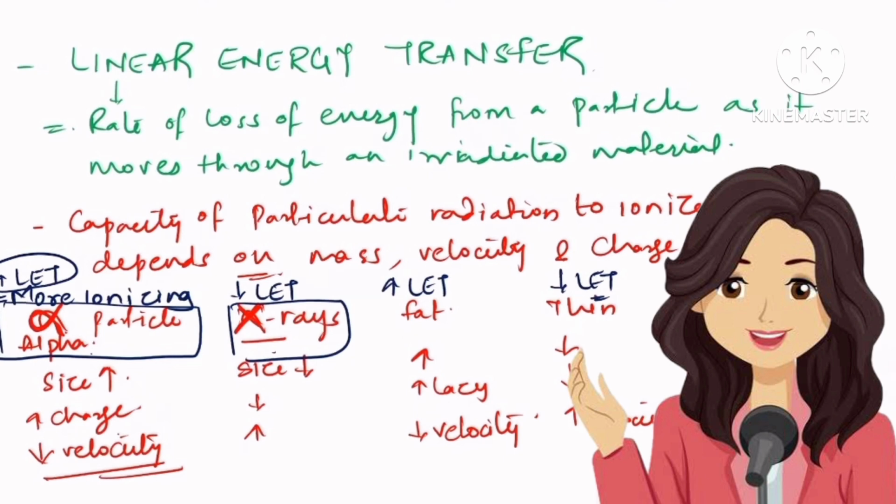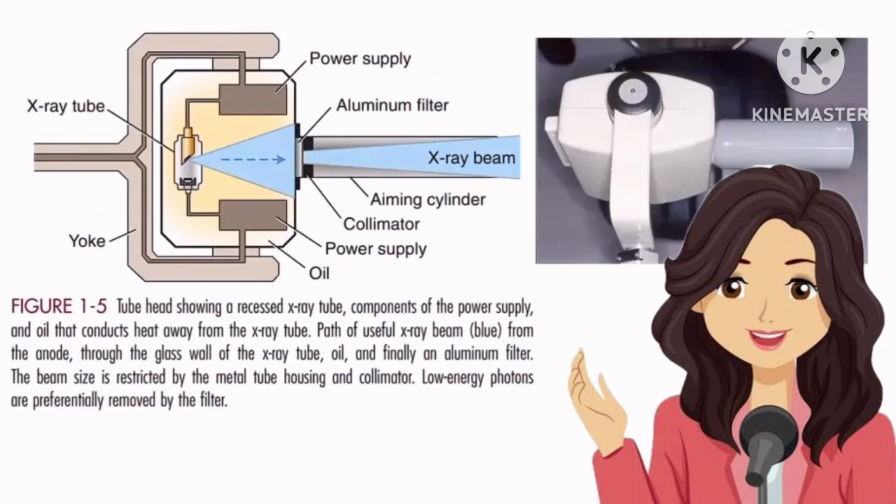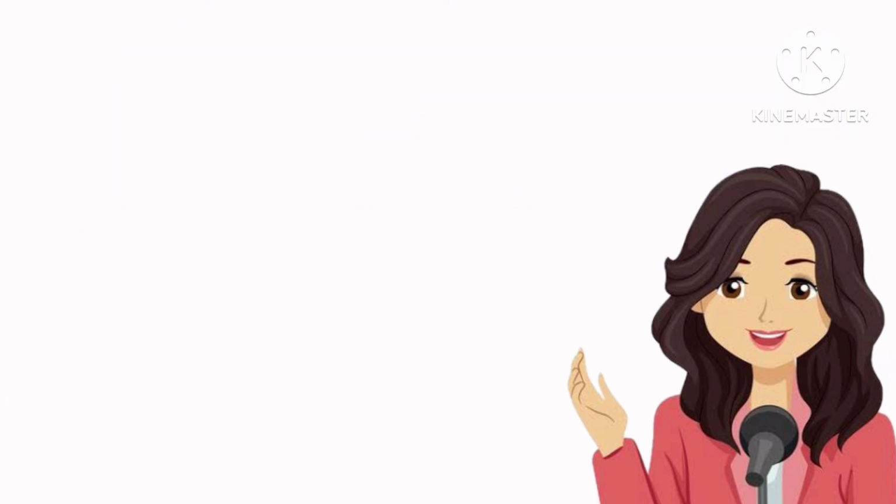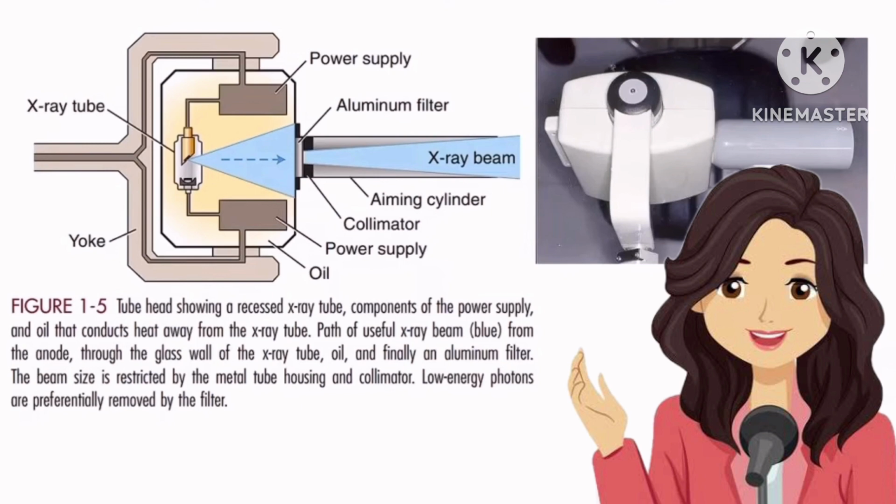Okay. So these are some important concepts that you should know. Then we have something very important to start with: the X-ray tube. You must have seen an X-ray machine in your radiology room. What is this? This is an X-ray tube head, which is attached to the arm, and then the arm is attached to the wall. This is a tube head.